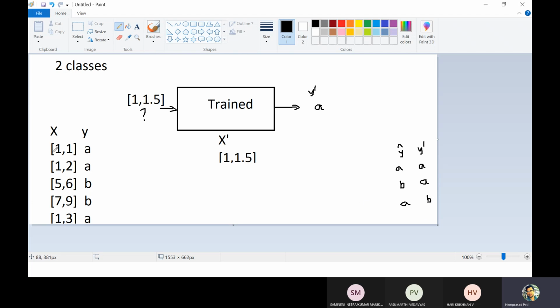Okay, so this is a classification problem, and what we expect is the model should predict the correct label for an unknown sample. Why am I saying unknown? Because 1, 1.5 is not present in this data set. This sample is not present in this data set, and for this, the correct label is expected.